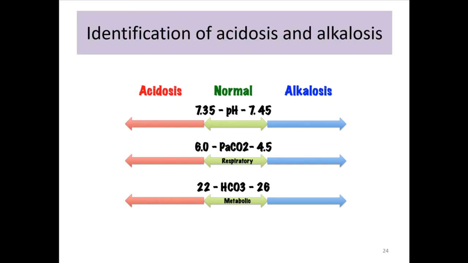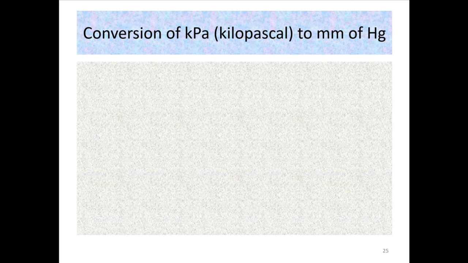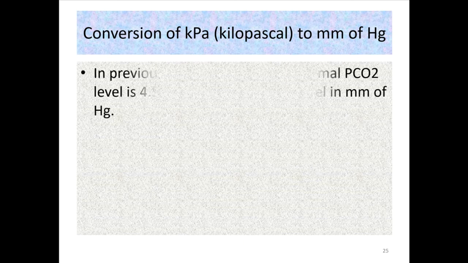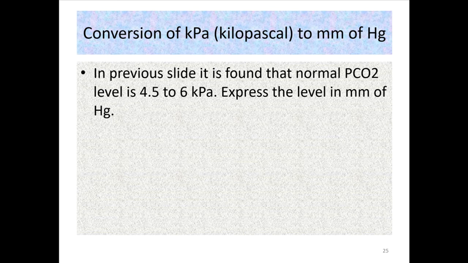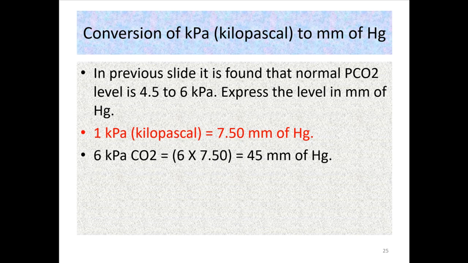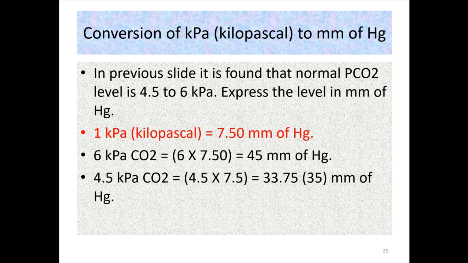Identification of acidosis and alkalosis. Conversion of kPa, kilopascal, to mmHg. In the previous slide it is found that the normal PCO2 level is 4.5 to 6 kilopascals. Express the level in mmHg. 1 kilopascal equals 7.50 millimeters of Hg. 6 kilopascals of CO2 equals 6 multiplied by 7.50, which equals 45 mmHg. 4.5 kilopascals of CO2 equals 4.5 multiplied by 7.5, which equals 33.75, about 35 mmHg.